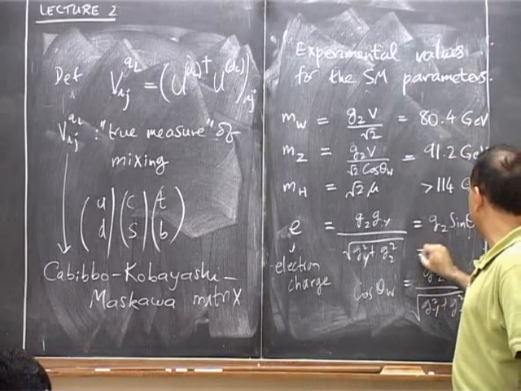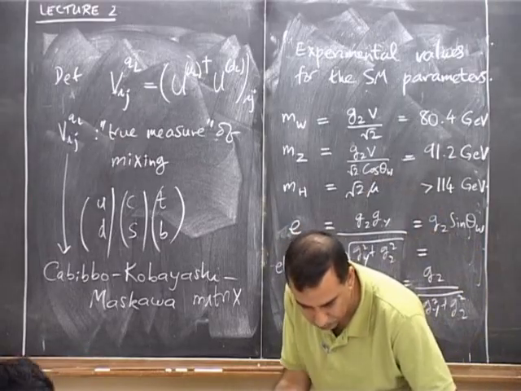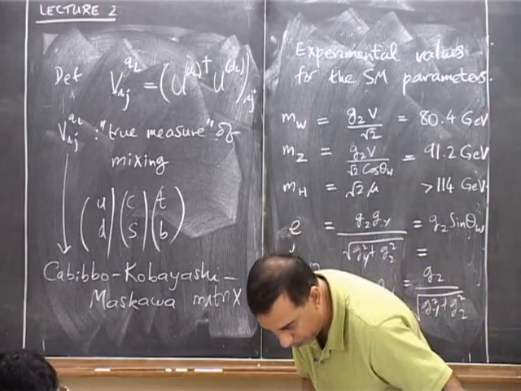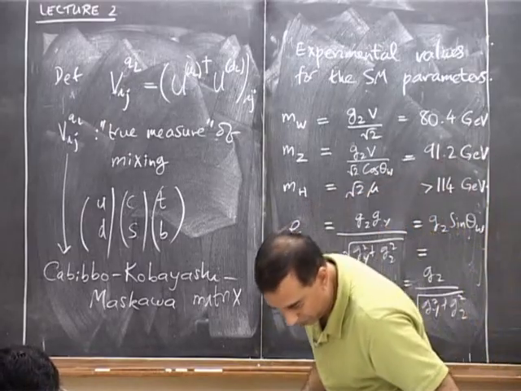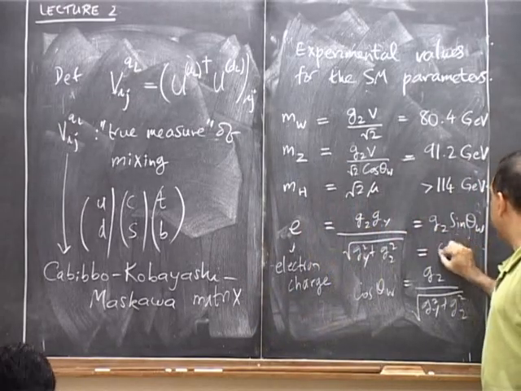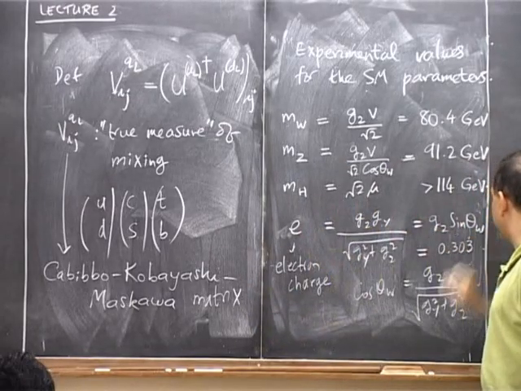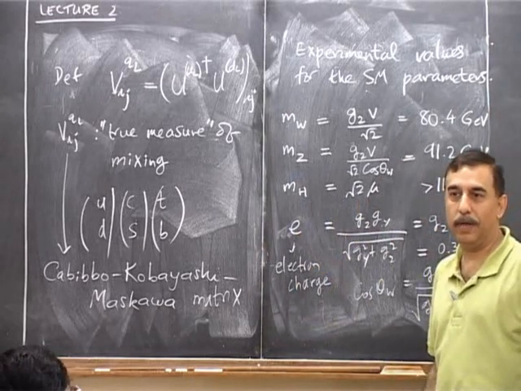For the last one I didn't write, what's the electric charge? That of course depends on a choice of units. We'll work in units where H bar and C are 1. Not the units of coulombs, which is an actual unit for electric charge. So when H bar and C are 1, then E is 0.303. Okay, that's because E squared over 4 pi is 1 by 137.